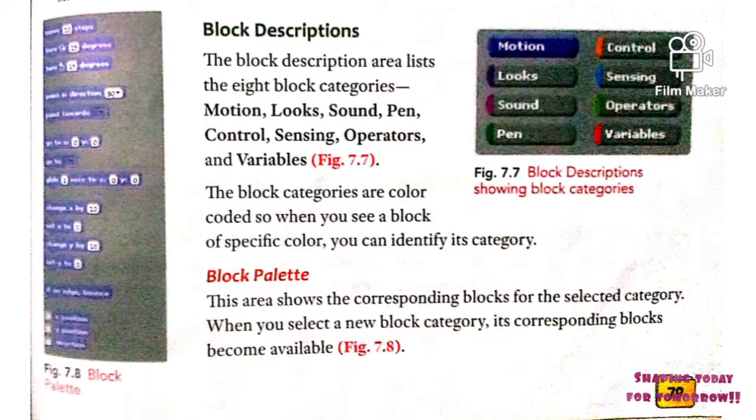Now the next topic is block palette. This area shows the corresponding blocks for the selected category. When you select a new block category, its corresponding blocks become available. See figure 7.8 for this. So students, what does this mean? This means that whenever you select any block category, just like motion, looks, sound, pen, any of the categories, its corresponding blocks will become available in which section? It will become available in the block palette.